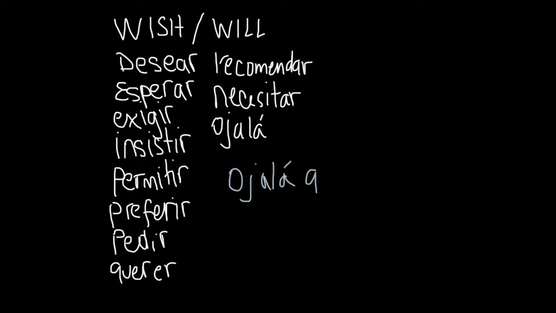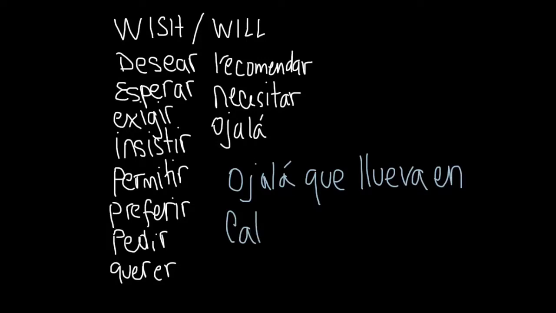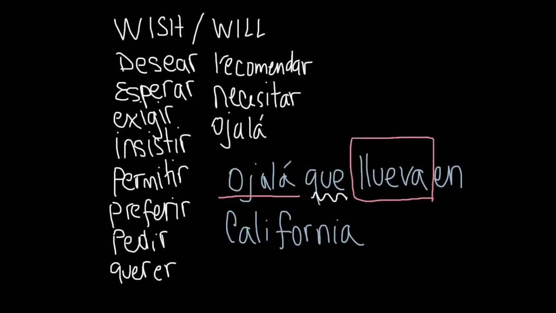So, for example, ojalá que llueva en California. Here I have my expression of wish and will, the conjunction que, and then the verb in the subjunctive, llover, llueva.